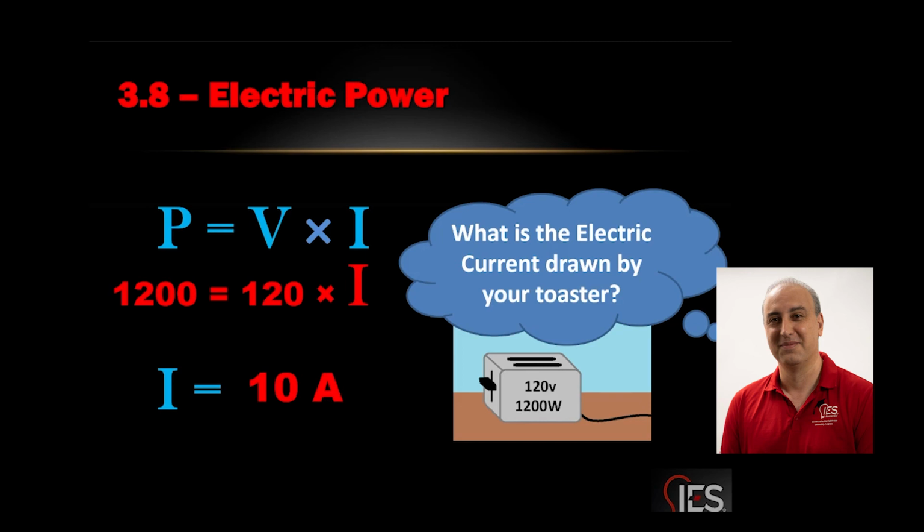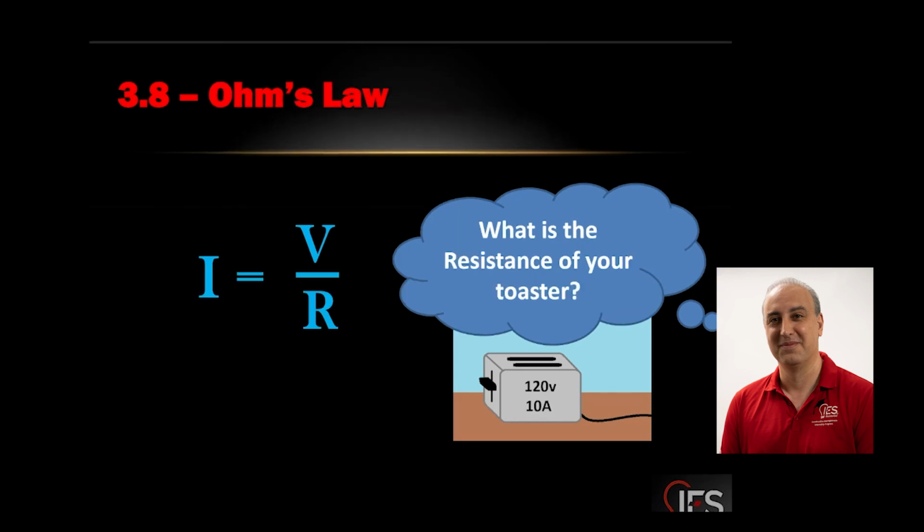Now, I figured out we're drawing 10 amps. Kyle wants to know what's the resistance of his toaster. So we know the system's 120 volts, 10 amps. We start putting in 120 volts, 10 amps, and we see that we get R equals 12 ohms.